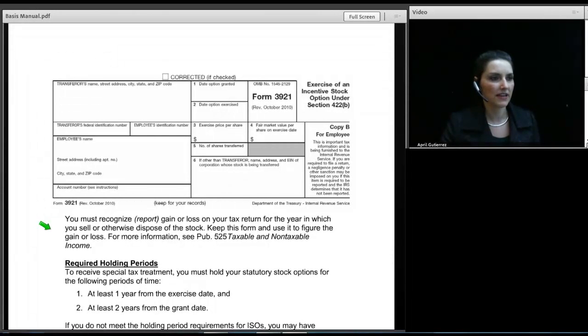Because of how the tax treatment differs, you end up with something called dual basis. One basis under AMT and another basis under the regular tax.